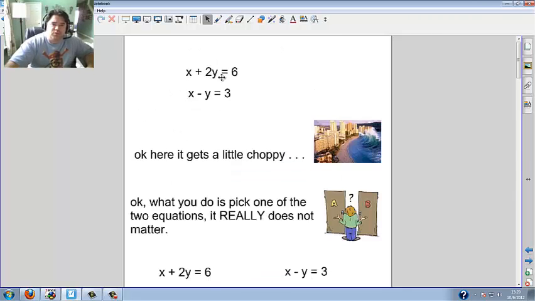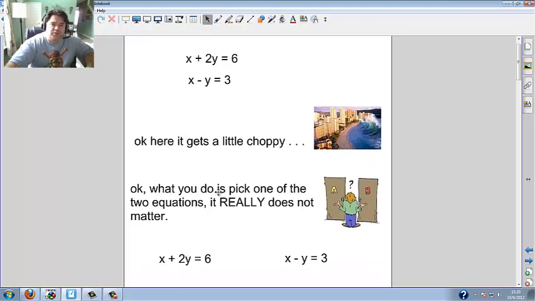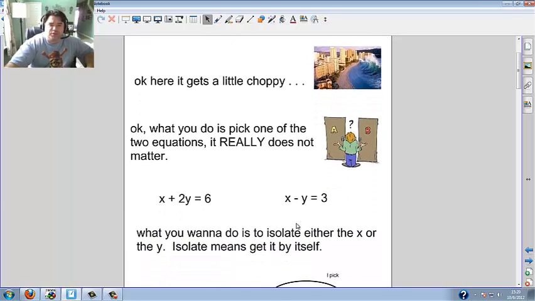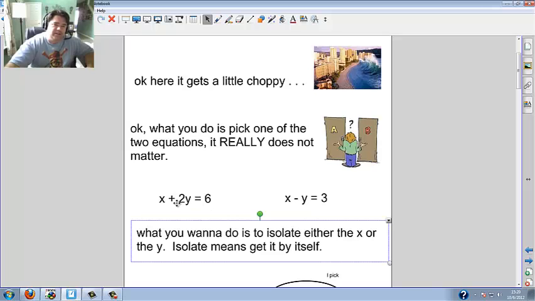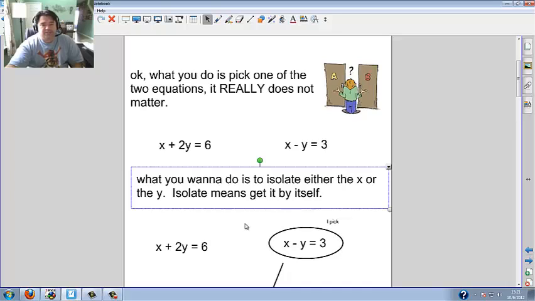Now we have x plus 2y equals 6, and x minus y equals 3. It gets a little choppy here. So let's first figure out what we need to do. What you do is you pick one of the two equations. It really doesn't matter which one. So I can take this one or this one, and what I'm going to do is isolate one of the variables. Either I'm going to isolate the x or the y. It doesn't matter which. Because this looks kind of easy to me, I'm going to pick this guy. Although I certainly could have picked this one if I wanted to.